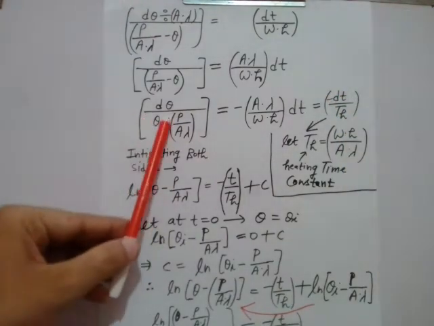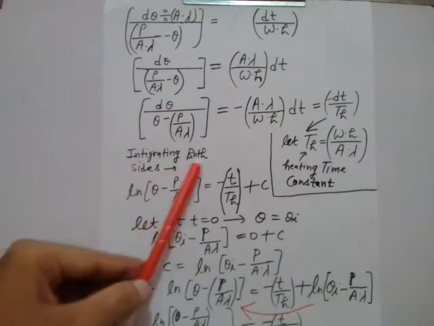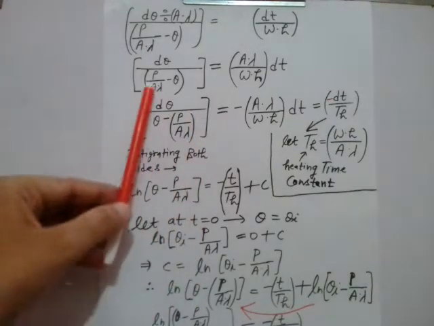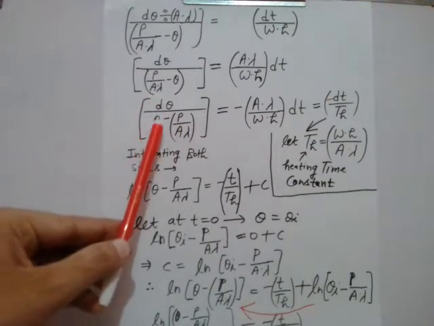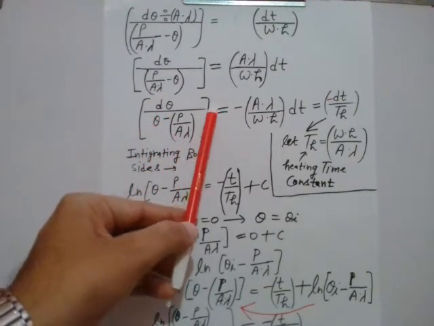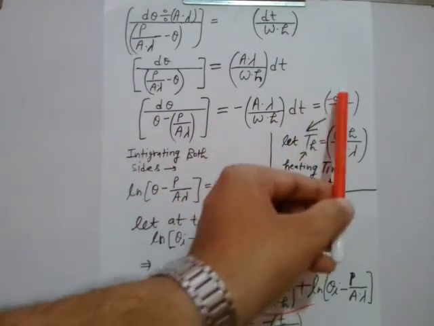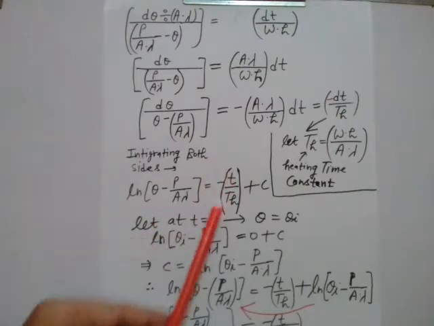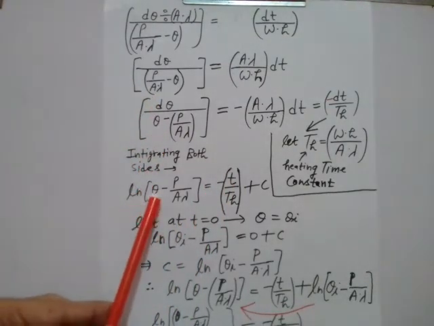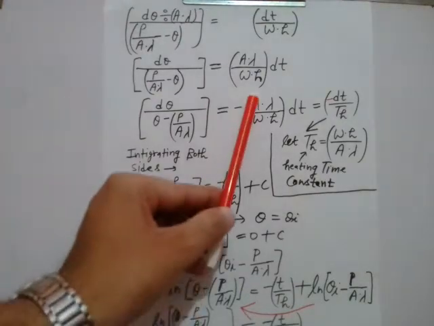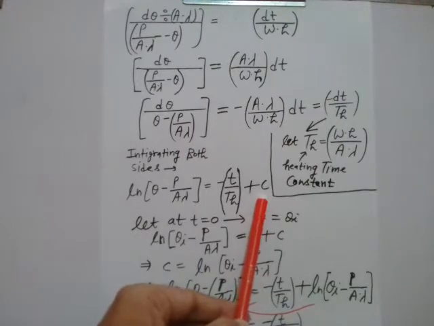Because you have written theta minus p by a lambda instead of p by a lambda minus theta, right? So now you integrate both sides. When you integrate both sides, you will have to write integration of d theta by (theta minus p by a lambda) is equal to integration of minus dt by tau h. So when you integrate both sides, this term becomes a natural log. Natural log of (theta minus p by a lambda) is equal to minus t divided by time constant tau h plus some integration constant c, right?